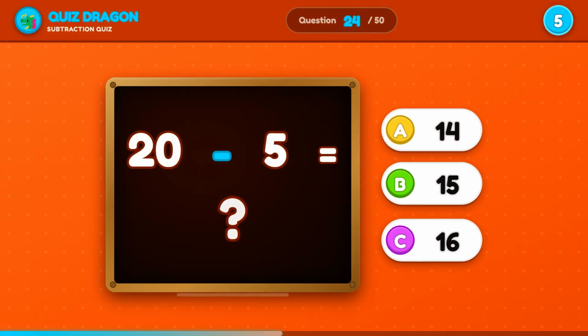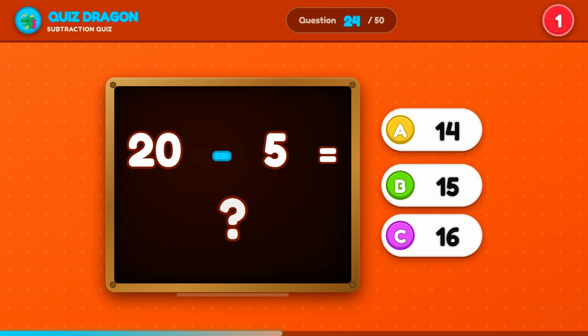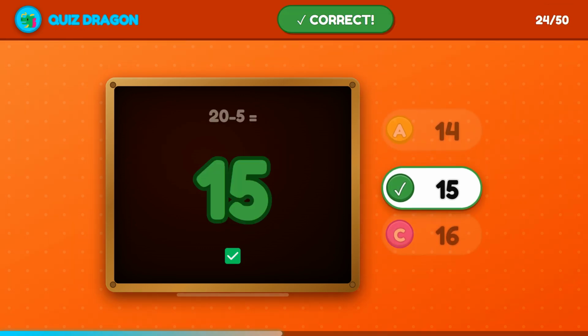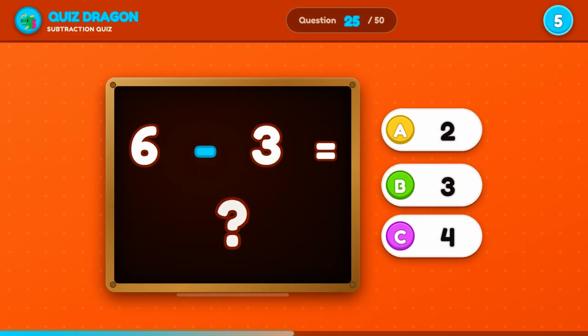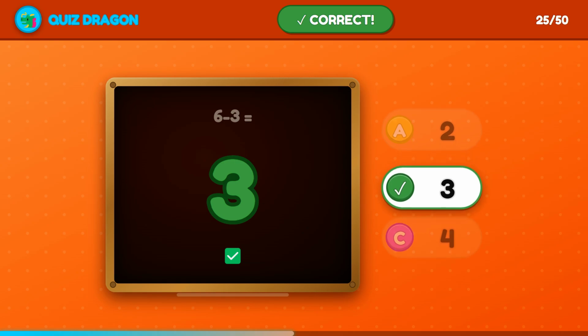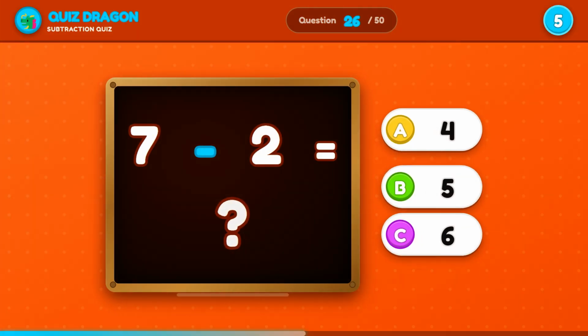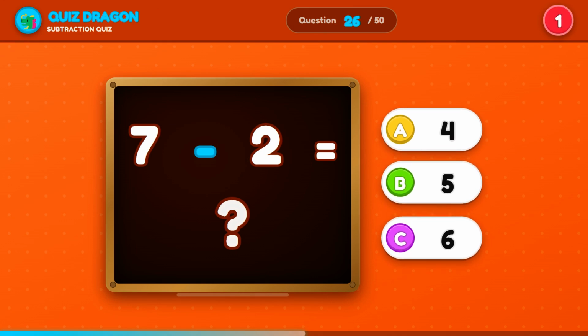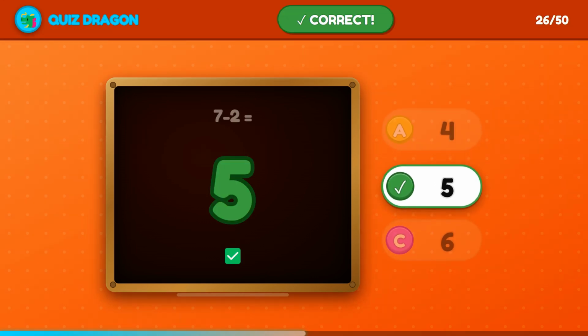Question 24. What is 20 minus 5? The correct answer is B, 15. Question 25. What is 6 minus 3? The correct answer is B, 3. Question 26. What is 7 minus 2? The correct answer is B, 5.